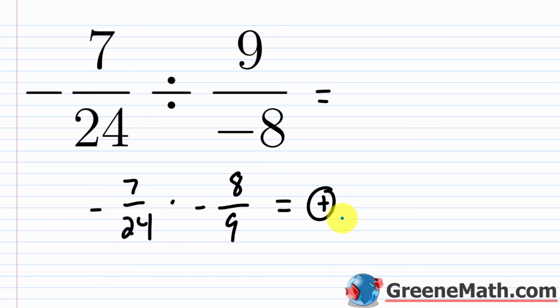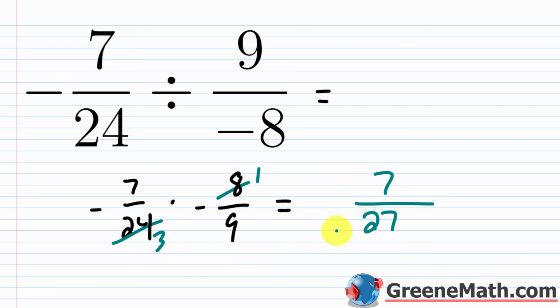And then I'm just going to work with the absolute values. So forget about the negative signs now. I'm going to think about, okay, well, 24 and 8, there's a common factor of 8. 24 divided by 8 is 3. 8 divided by 8 is 1. And then 7 and 9, nothing really in common there. 7 is a prime number and 9 is 3 times 3. So what I'm going to do is multiply. We're going to say 7 times 1 is 7. Remember, I already know this is positive, so forget about the negatives here. And then down here, I have 3 times 9. That's going to be 27. So again, you can erase this at this point. You know it's positive. So you would say the answer is 7 over 27.